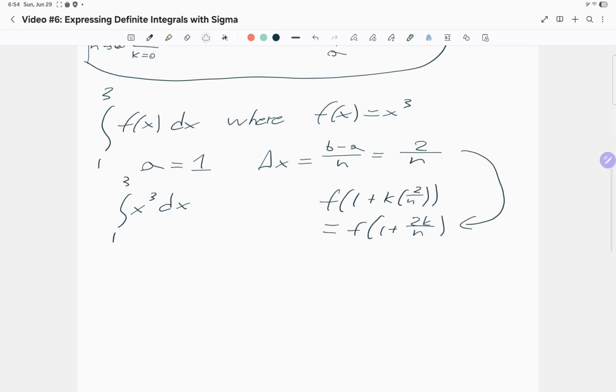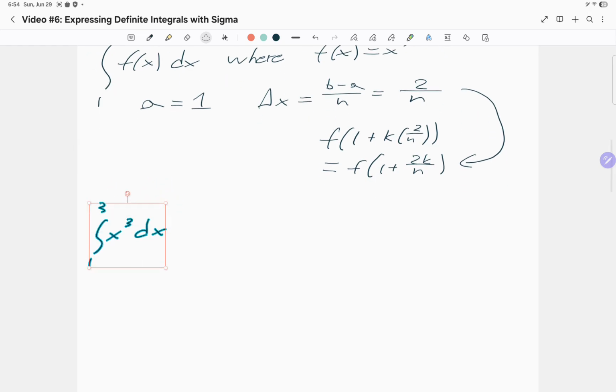So let me draw. Doing a lot of dragging and dropping today. Bring that down. The definite integral from 1 to 3 of x cubed dx is going to equal the limit as n goes to infinity of the sum, k equals 0 to n, of f of 1 plus 2k over n, times 2 over n.